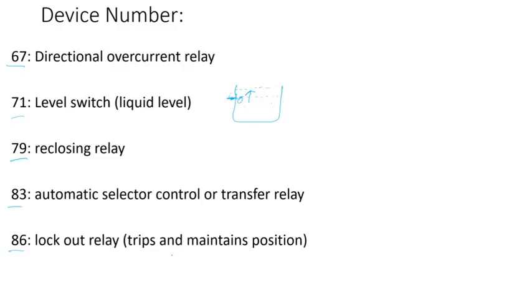So if the breaker trips and you want it to stay in that position, you don't want it to accidentally reclose if there's a permanent fault. This lockout is a switch that, after the breaker trips, will lock it in place, and someone has to go physically to the substation and manually restore this lockout relay.